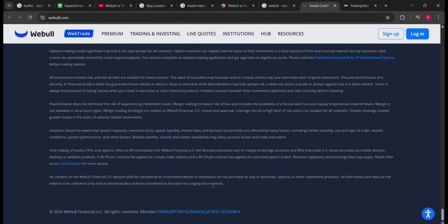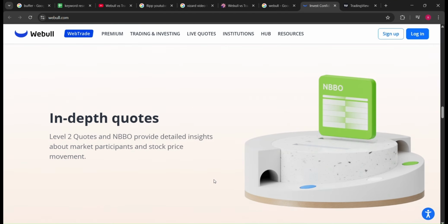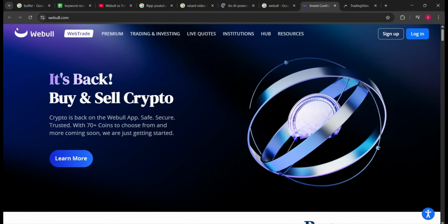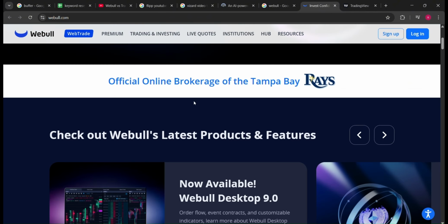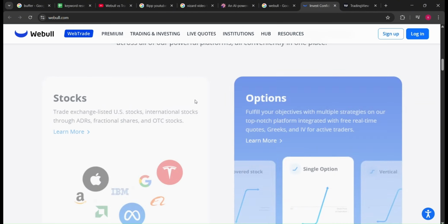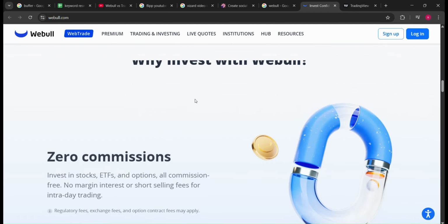Another advantage, Webull supports crypto trading, which Moomoo currently does not. For options traders, Webull also provides clear Greeks data and reliable execution, which is a big plus.